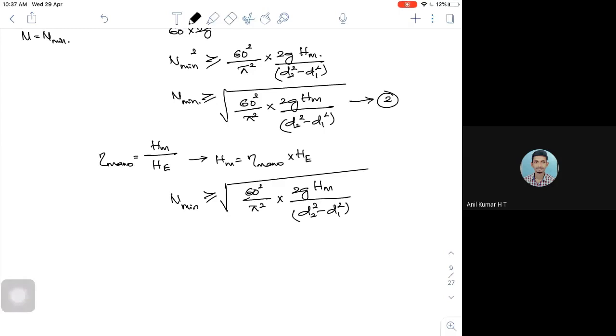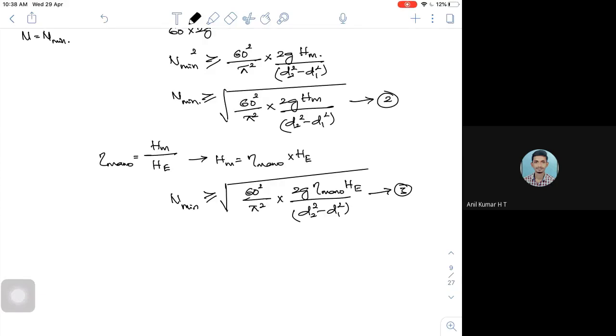So I can write it in terms of manometric efficiency, or in terms of your H. Sorry, this is manometric H. You can write it as manometric efficiency into your Euler head. Sometimes they may give the Euler head and ask you to calculate the minimum starting speed. At that time, multiply by manometric efficiency, and I'll get it. Or you can find the manometric head by multiplying manometric efficiency into Euler head, and you can get it.